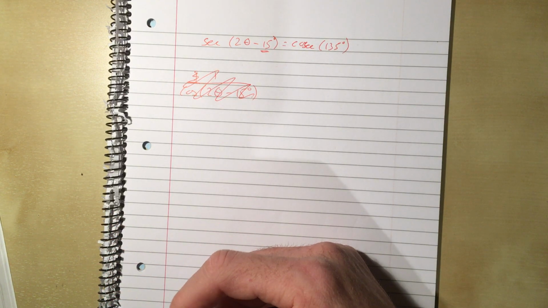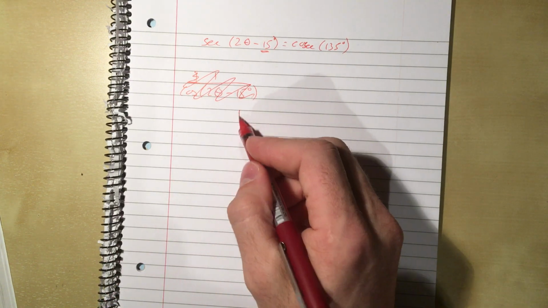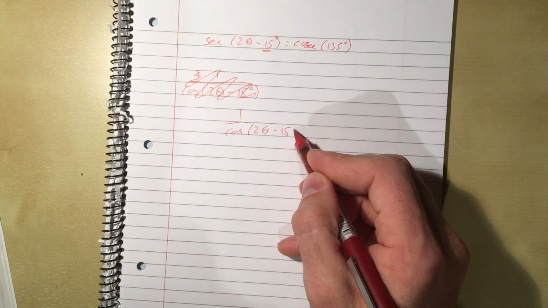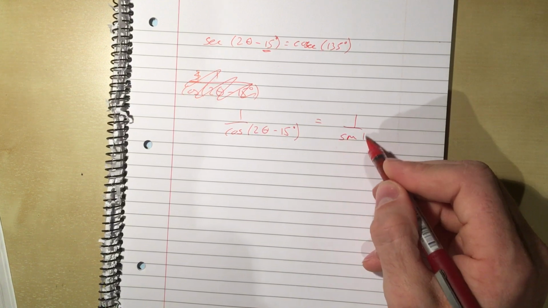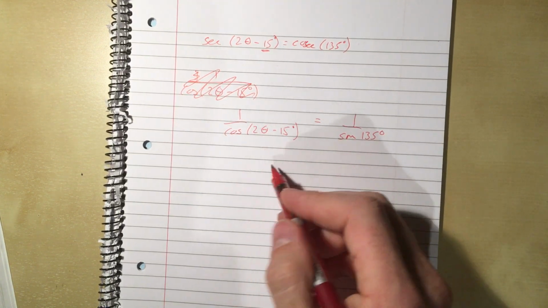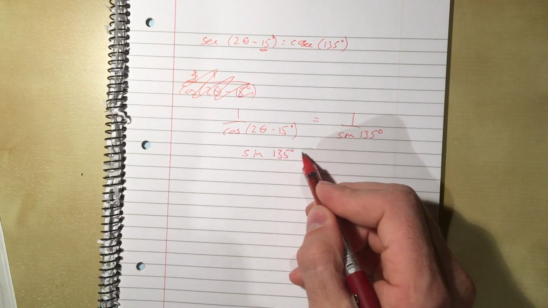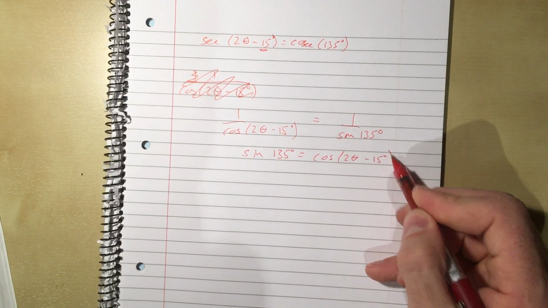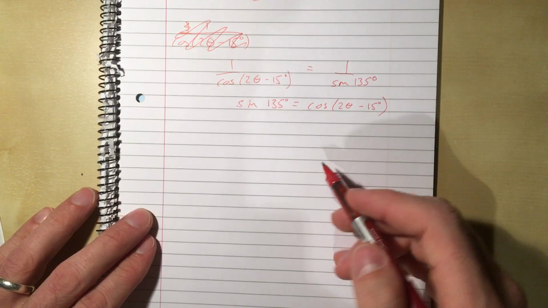So I'll think of this as 1 over cos of 2 theta minus 15 degrees equals 1 over sine of 135 degrees. And then I've got everything as sines and coses now. I'll rewrite that again like this. Just makes me feel happy about it. I've got sines and coses which I can deal with.